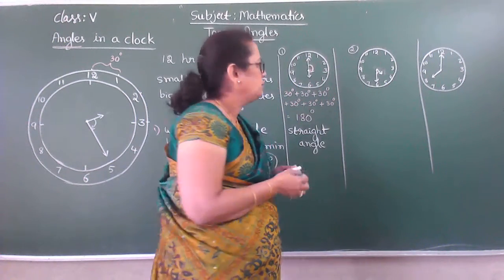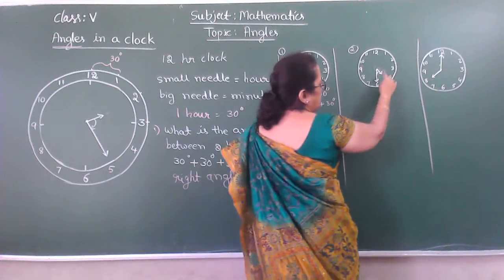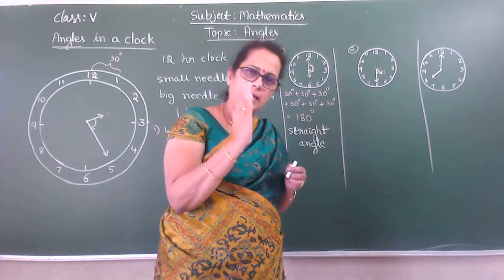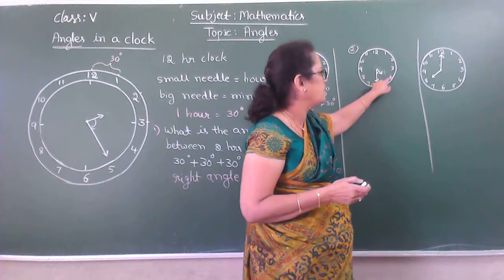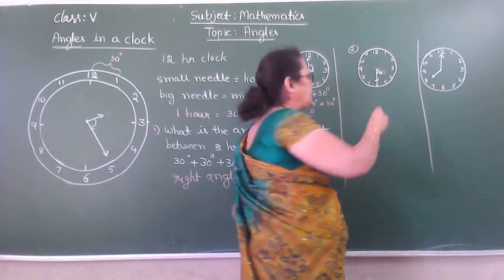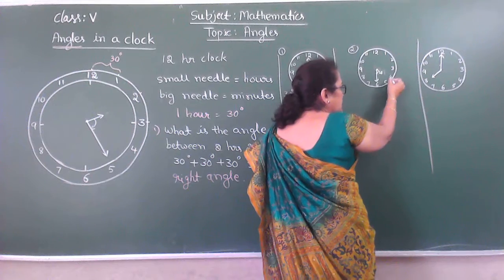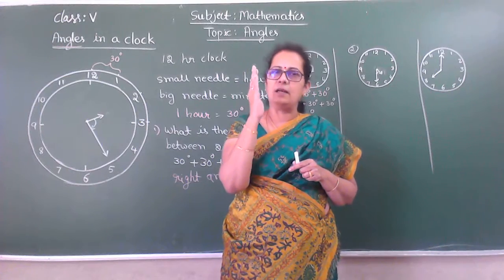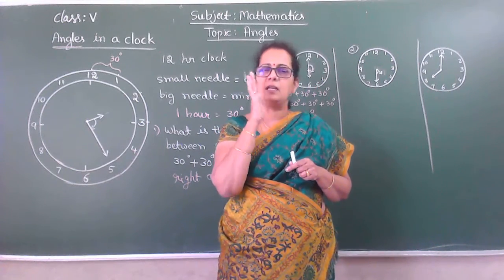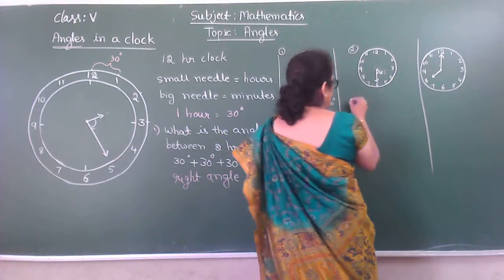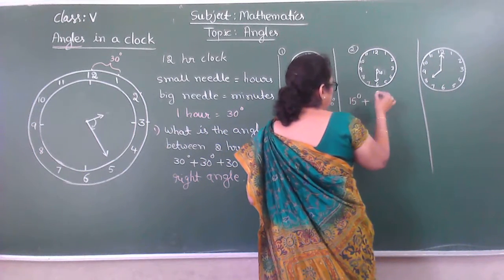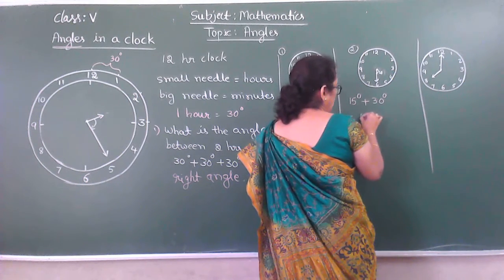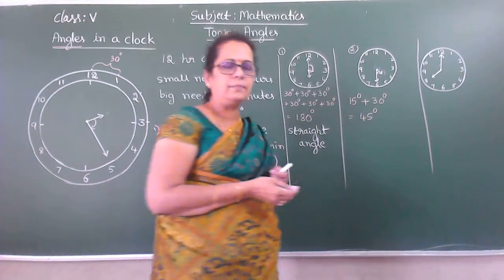Okay, now see here, between 4 and 5 means the 30 degree you make it as half. Exactly from number to number it is 30 degree. But here the small needle is in between 4 and 5. Since the needle is in the middle, you make the 30 degree into half. That means it is 15 degree plus 5 to 6 again 30 degree. So what is this? The total is 45 degree.